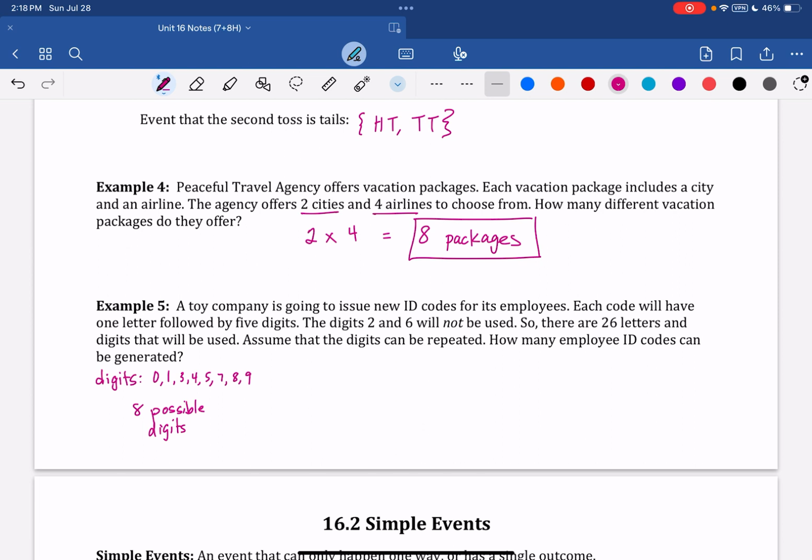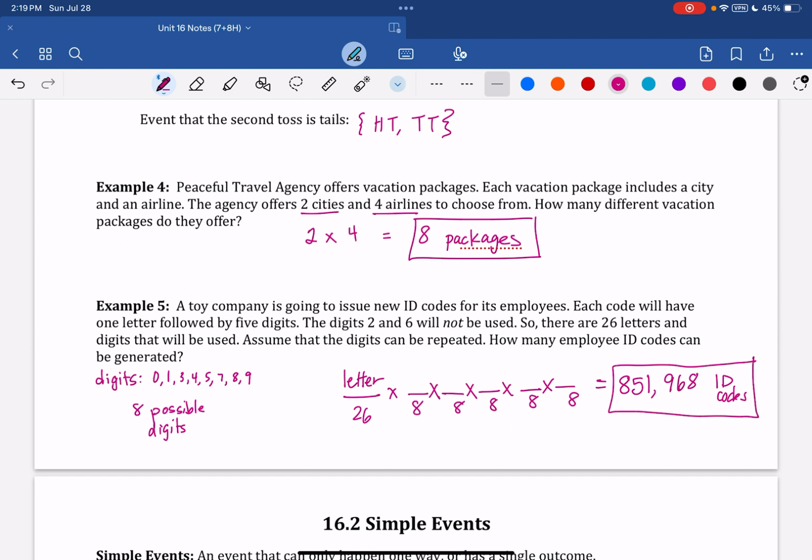Okay, and then it starts with a letter. So we have our letter, right? And there's 26 possible letters. And then how many followed by 5? 1, 2, 3, 4, 5 numbers. And each time we have 8 numbers to choose from. So we're going to take 26 times 8 times 8 times 8 times 8 times 8. That gives us 851,968 possible ID codes. That's a lot of codes.